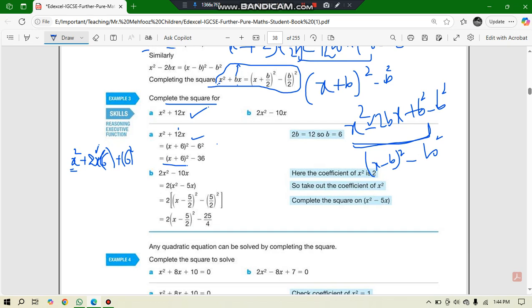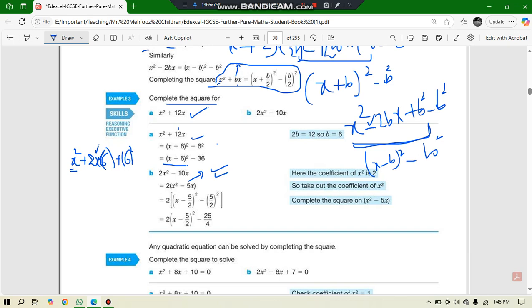Okay, and in part b you can see 2x square minus 10x. First of all, you have to take common 2 from these two terms, so it becomes 2 times x square minus 5x. If we divide this b by 2, it becomes 5 over 2. It means your expression will be x minus 5 over 2 whole square minus 5 over 2 whole square, right? So 2 times x minus 5 over 2 whole square minus that becomes 25 over 4.